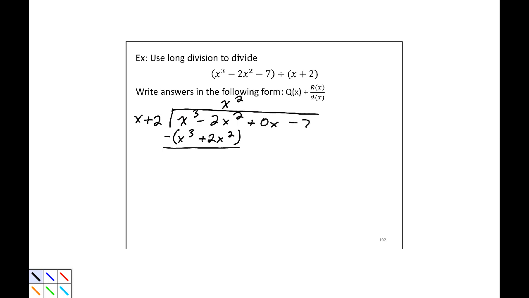All right, so subtracting that, x cubed minus x cubed is 0. Negative 2x squared minus 2x squared would be minus 4x squared. And I'll bring down my plus 0x.